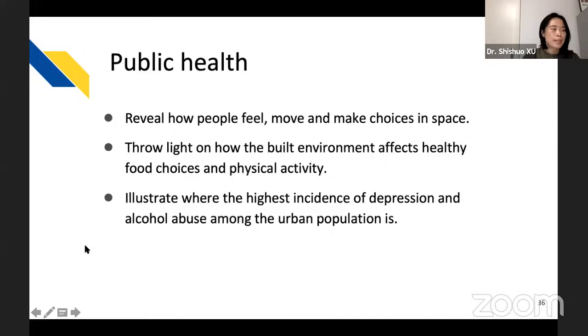Another research domain concerning situational awareness in smart cities is public health. The social media data reveal how people feel, move, and make choices in space. The content and the location of activities can throw light on how the built environment affects health, food choices, and physical activities. It illustrates where the highest incidence of depression and maybe alcohol problems are among urban areas.